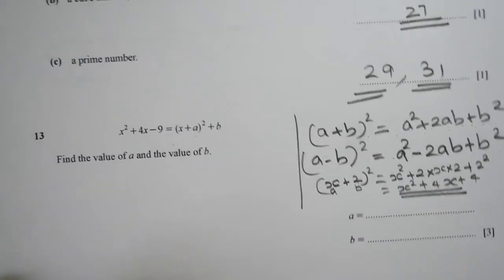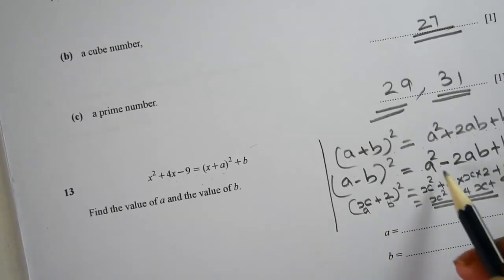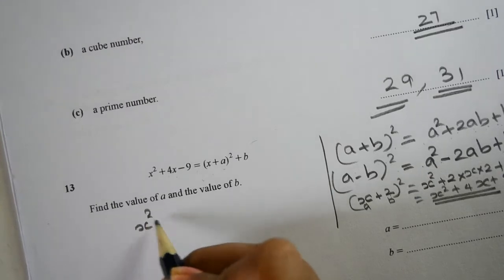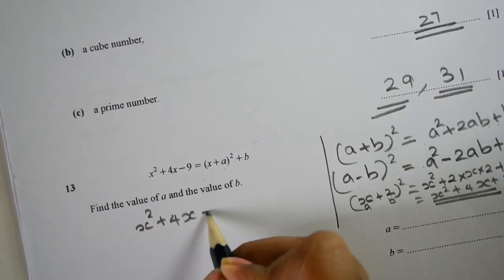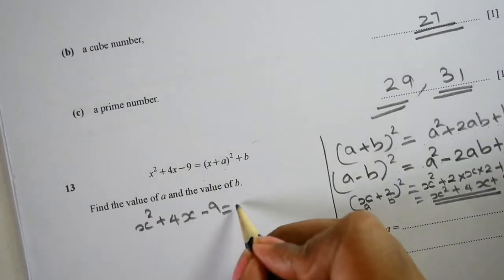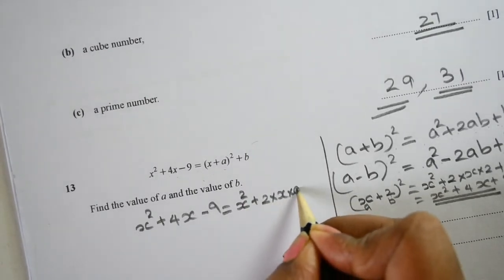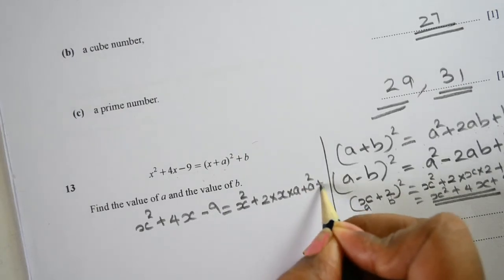Same like that. Can we solve this question? Okay, if it is a minus b the whole square, I will explain that question later. So x square plus 4x minus 9 is equal to, please expand this one. How? x square plus 2 into x into a plus a square plus b.